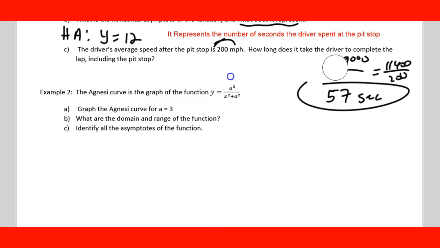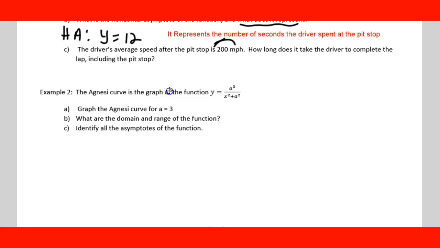All right, now let's look at this next problem. The Agnesi curve is a graph of the function y equals a cubed divided by x squared plus a squared. Graph the Agnesi curve for a equals 3. They already defined a for us. A is 3, so for part A, we have 3 cubed over x squared plus 3 squared.